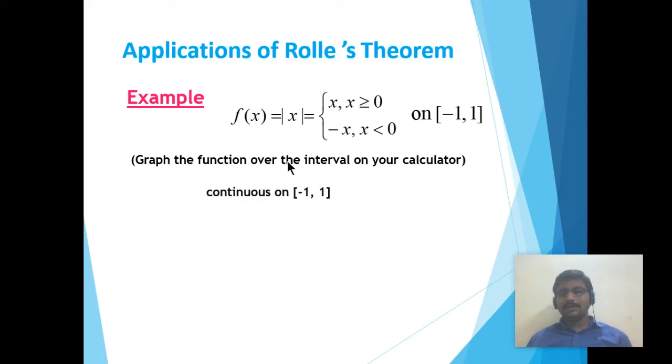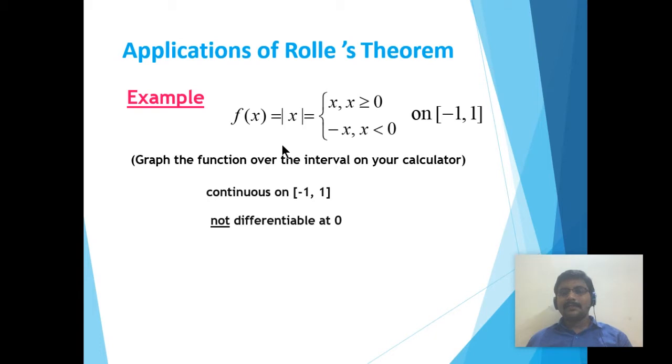Now it is continuous on the closed interval minus 1 comma 1. But f of x is not differentiable at 0 because the derivative does not exist at the point x equal to 0, because the left hand derivative and right hand derivative exist but both are not equal. What is the formula for left hand derivative? Limit x tends to 0 minus f of x minus f of 0 by x minus 0. Right hand derivative at x equal to 0 is limit x tends to 0 plus f of x minus f of 0 by x minus 0.